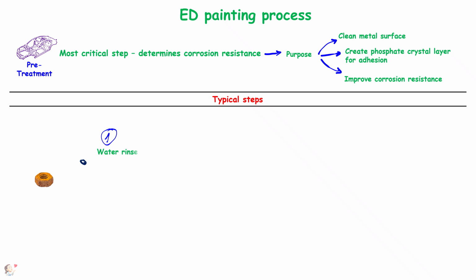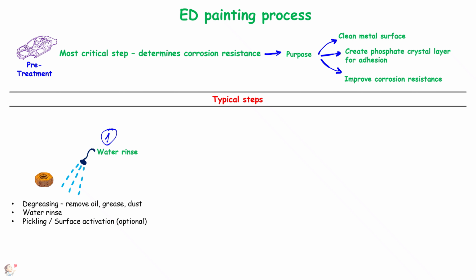The first step is the water rinse, as I explained earlier, due to the stamping process. Therefore, the main purpose of this step is degreasing, removing oil, grease, and dust, water rinsing, and pickling or surface activation. Through this step, any metal part that currently has oil or grease will be in good condition.